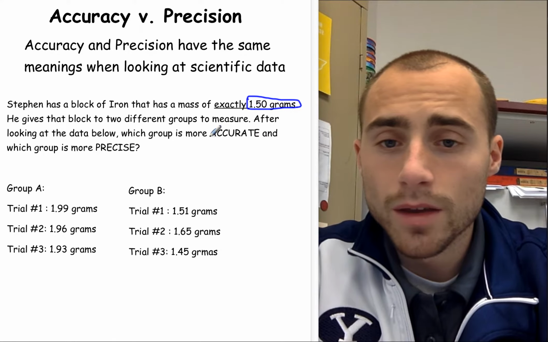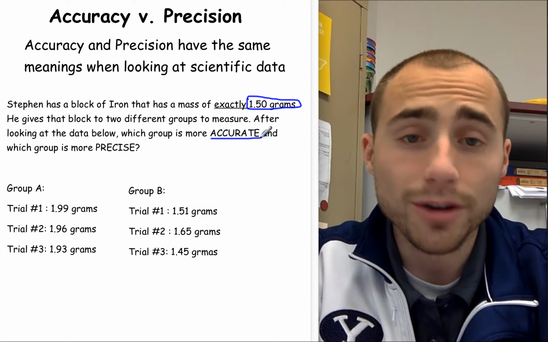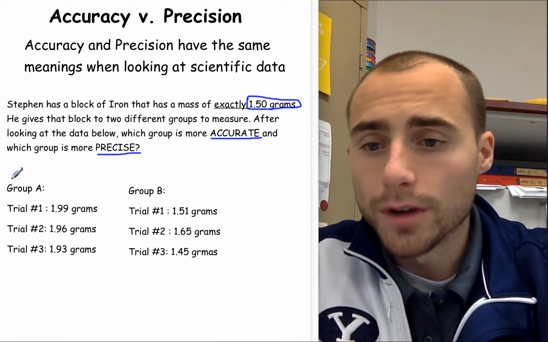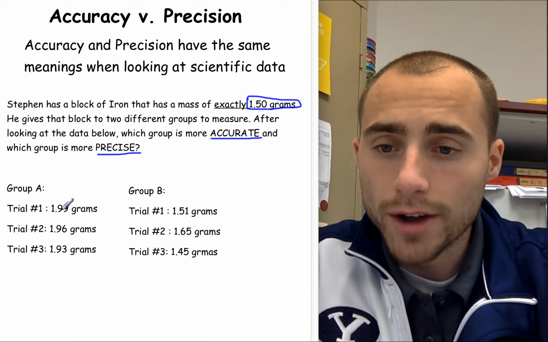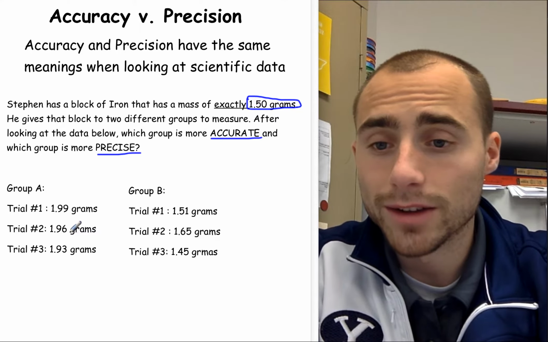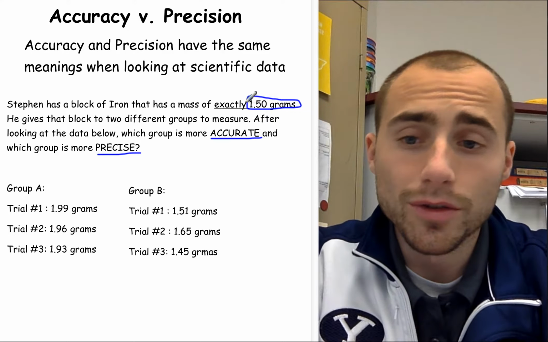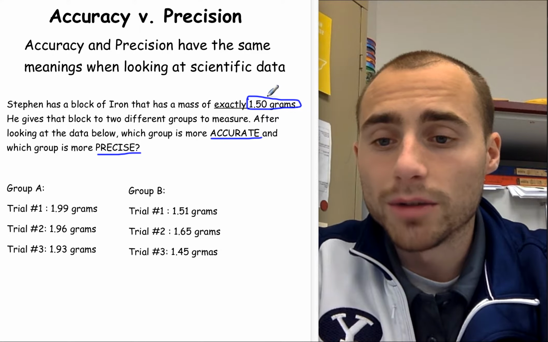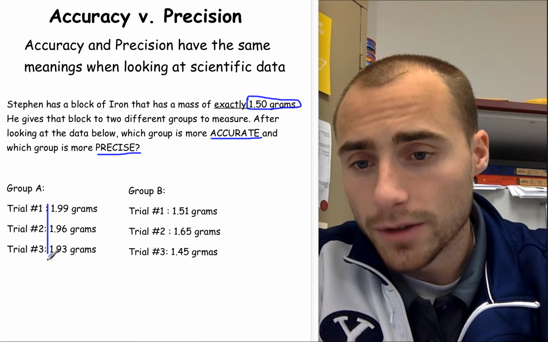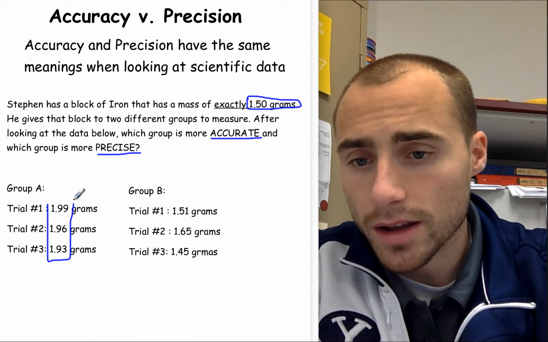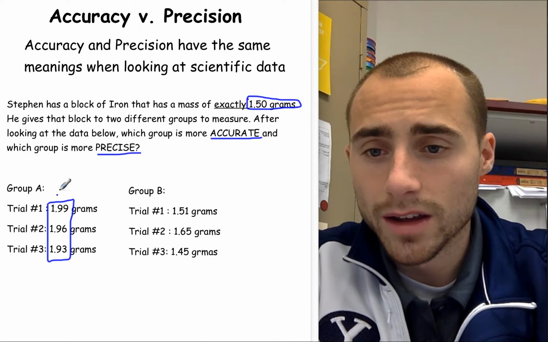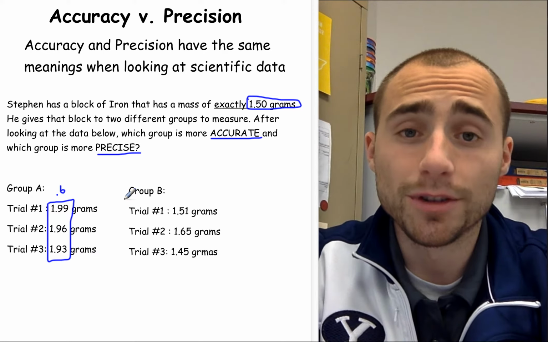After looking at the data, we need to decide which group measured the block accurately and which group measured the block precisely. Let's start with group A. Trial 1, they got 1.99 grams. That is nowhere near the true value. 1.96 grams, again nowhere near the true value. And trial 3, 1.93 grams, again nowhere near the true value. But as we look at our 3 different values here, 1.99 through 1.93, they are all quite close to each other, right? There's only a total difference of 0.06. So those are pretty precise measurements.